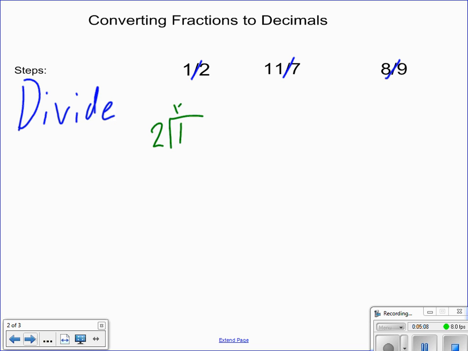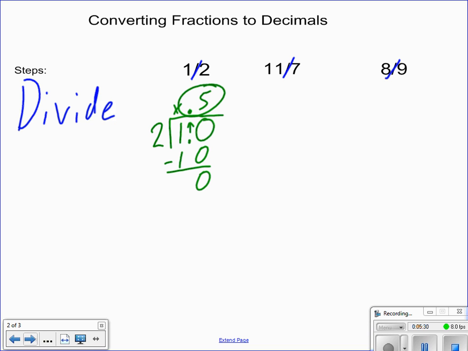2 does not go into 1. We'll review dividing here. Add a decimal. I want my answer to be a decimal. Add a 0. I can add as many zeros as I need. 2 goes into 10 though, 5 times. Bring my decimal up. There's my answer, 0.5. You already knew that a half is equal to 0.5.